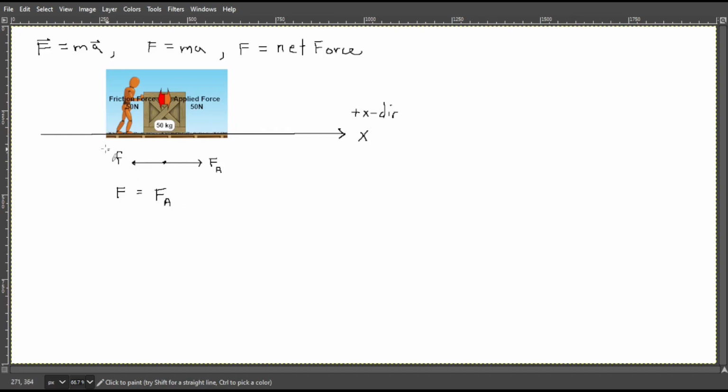So really what we have to do here is go, okay, the net force is equal to the applied force minus the frictional force. And the minus tells us the frictional force is to the left. And then we can see, okay, now we know what those are. That's 50 minus 50 newtons equals 0 newtons.